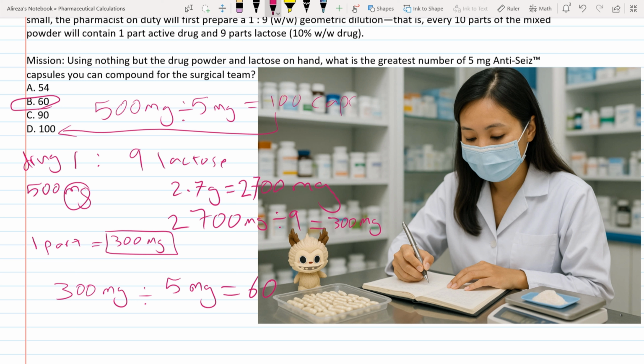The key takeaway with this problem is that when a diluent is limited, the number of capsules depends on the component in the shortest supply, here lactose. So a quick 500 milligram divided by 5 milligram equals 100 overlooks this bottleneck, whereas a full material balance approach reveals the real maximum of 60 capsules.